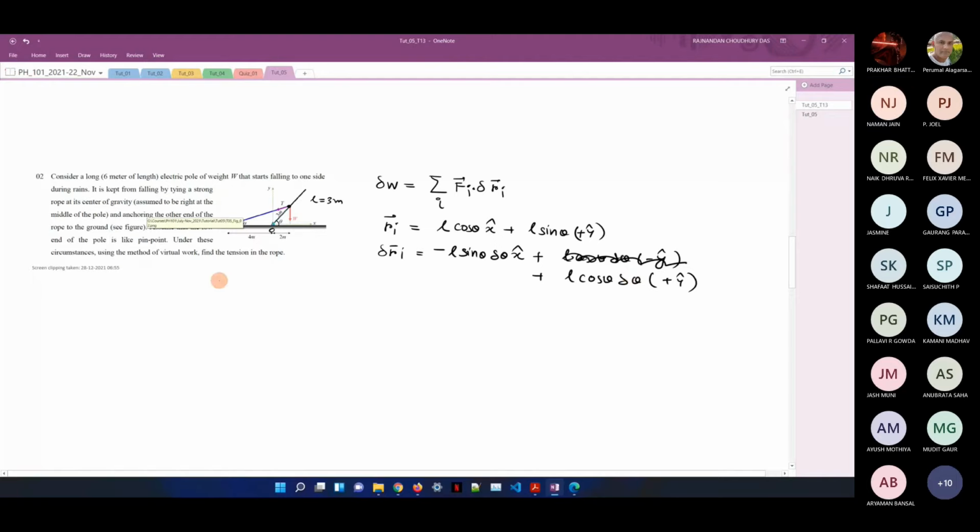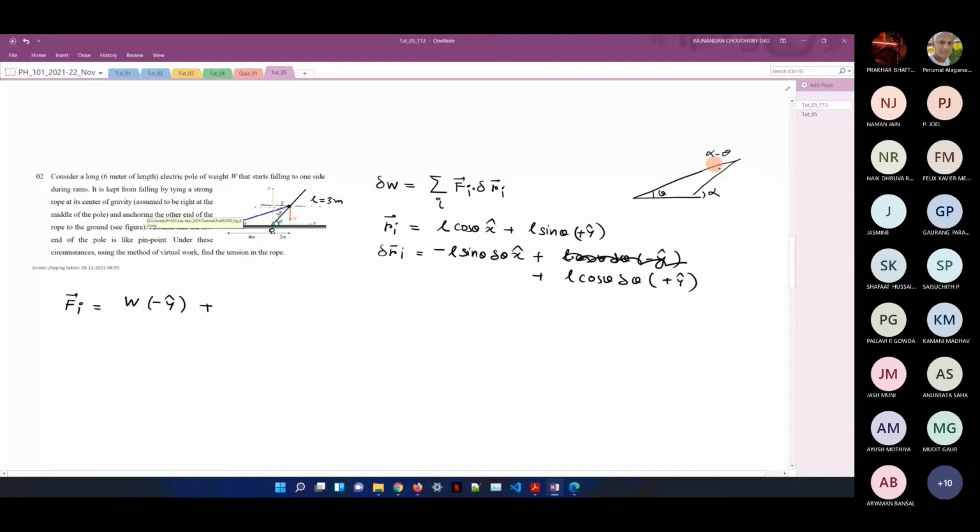So let us write the forces also now. What is the force acting at this point? One is W, which is pointing along minus y cap, and another one is tension. But tension is actually along a different line. So let us find the angle. What is this angle? This angle is theta. This angle is alpha. That means this angle must be alpha minus theta, right?